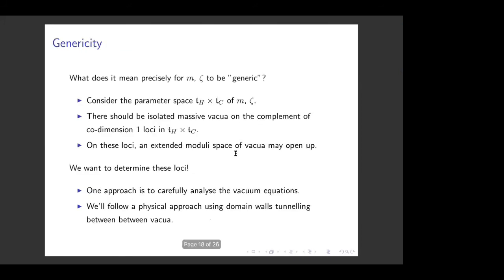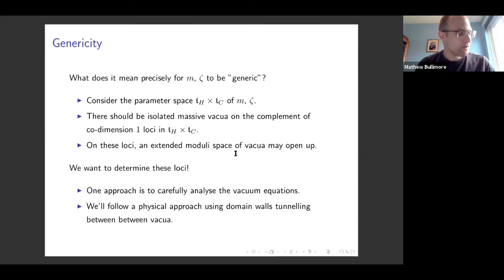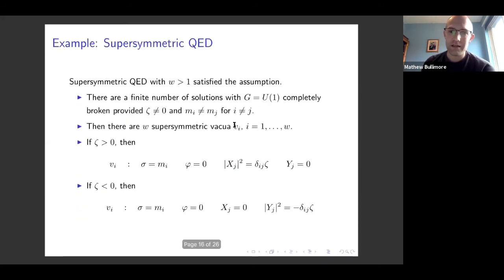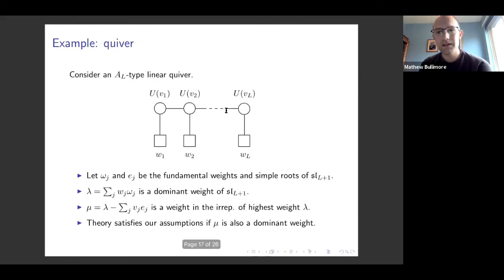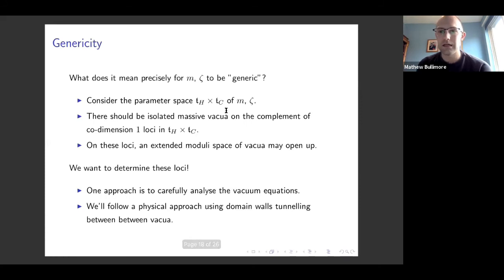Okay. So in the last part, in the remainder of the talk, what I'd like to do is to try to address precisely what it means for the mass and FI parameters to be generic. I mean, we've already seen in this example here in SuperQED that you need to excise codimension 1 loci in the space of masses and FI's in order to have these discrete vacua. And that's what I'd like to try to formalize in the last part of the talk.